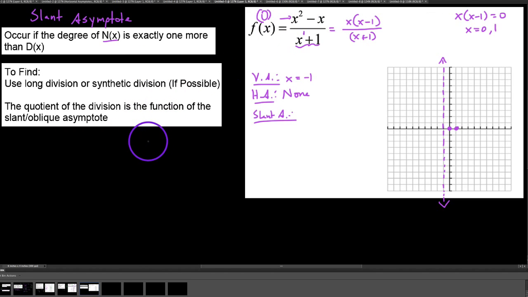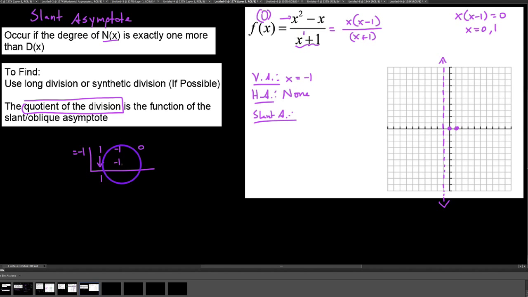So I notice that the top here is x squared minus x. If I'm going to synthetically divide this here, I would say I have a 1x squared, negative 1x, and 0 constant. And since I'm dividing by x plus 1 as a factor, then the 0 potentially is negative 1 that I'm putting out here. But what I basically want to point out is the quotient of the division. Okay? That is the function of the slant or oblique asymptote. So when we do this here, we drop down our 1, we say negative 1 times a positive 1.